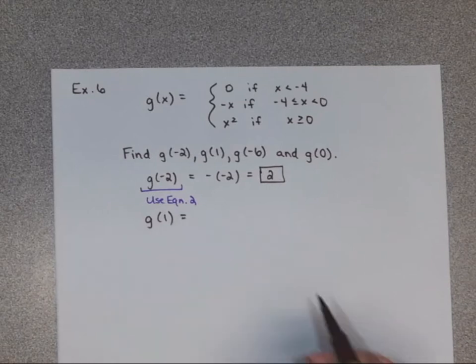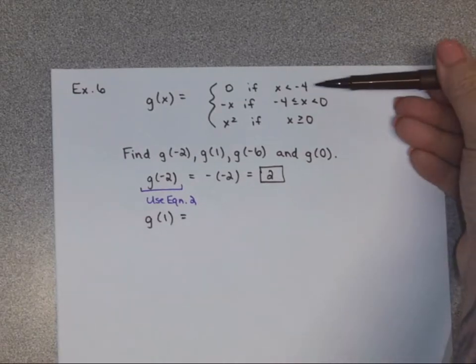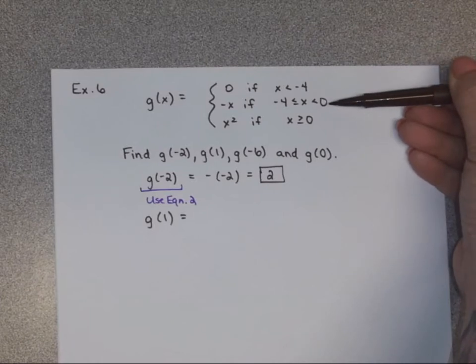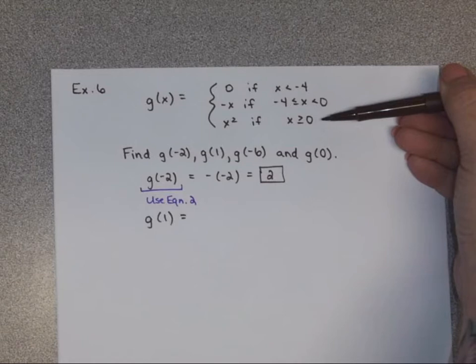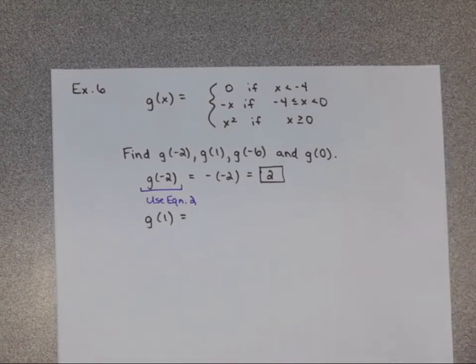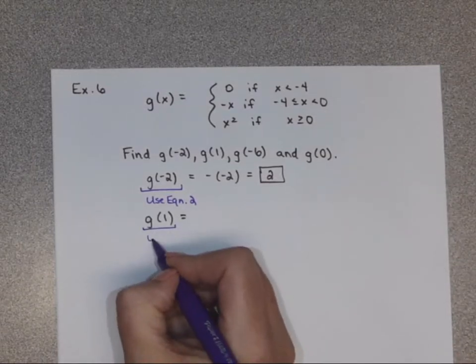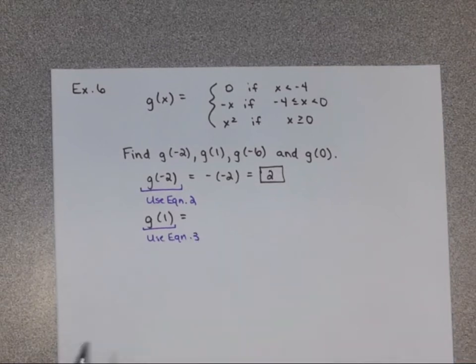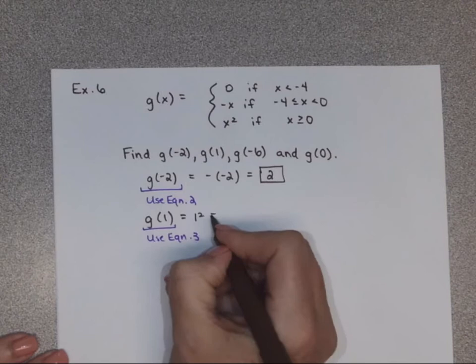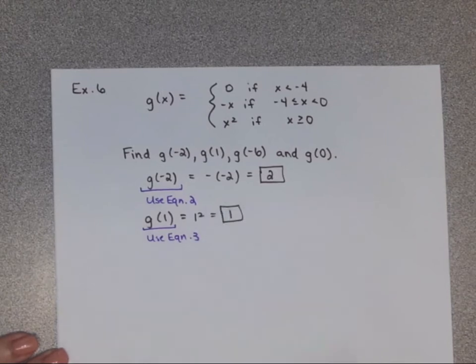Okay, what about g of 1? So again, we go through the list, right? 1 is not less than -4, so it's not the first category. 1 is not in between -4 and 0. Is 1 greater than or equal to 0? It is, right? So I need to use which equation? Equation 3? Okay, so in other words, my plug-in step looks like 1 squared, or 1.